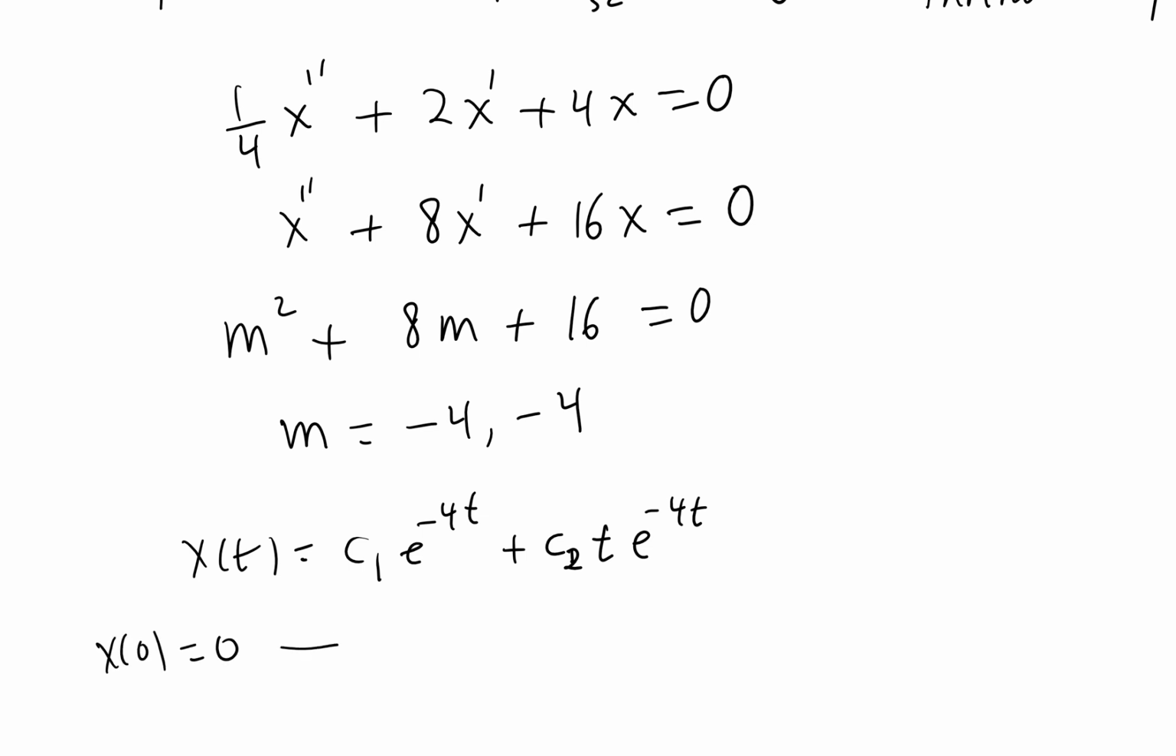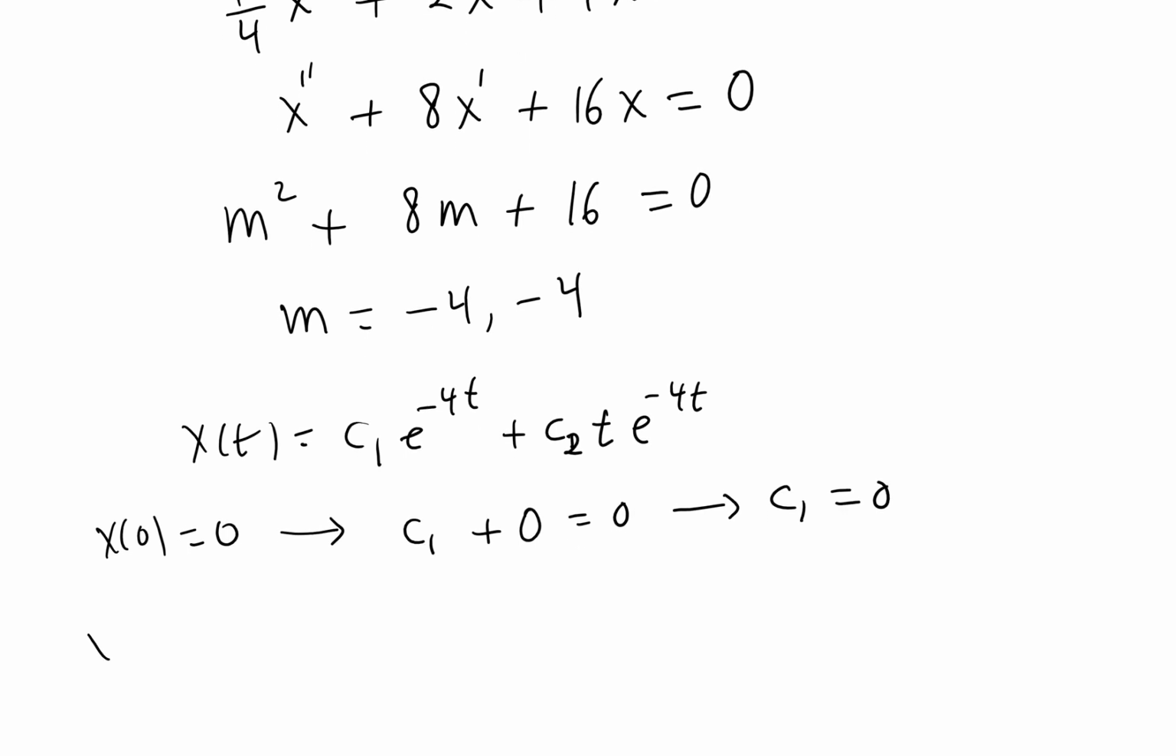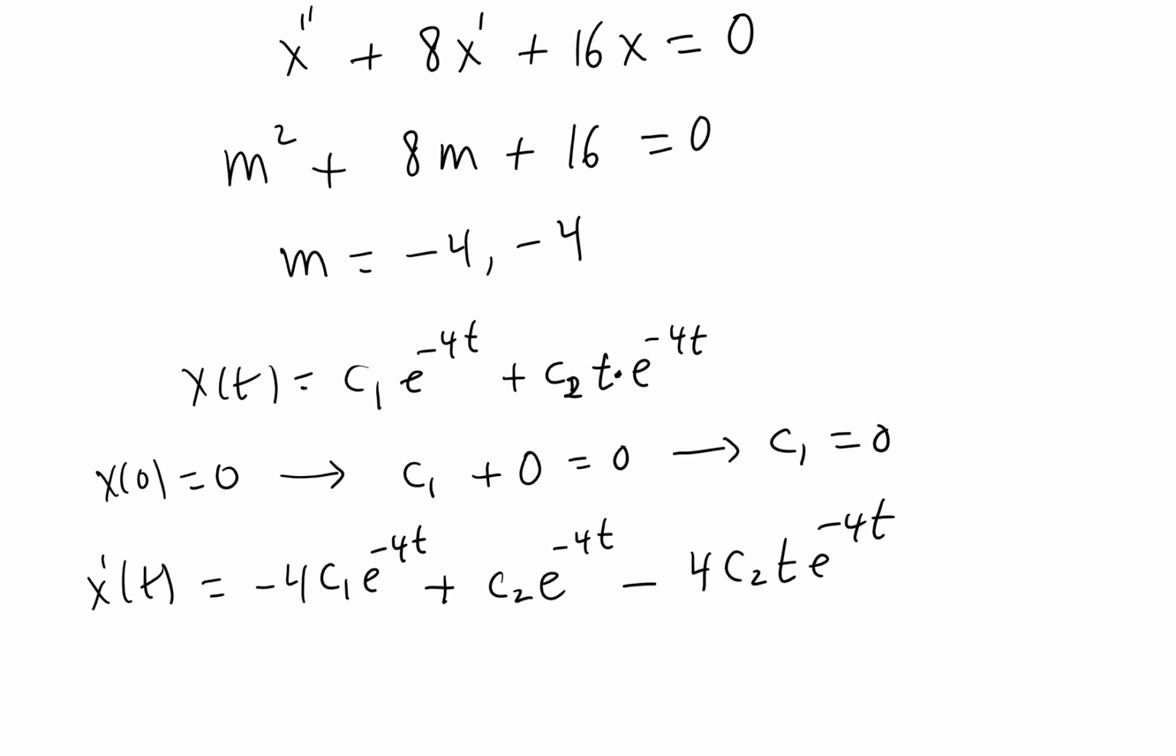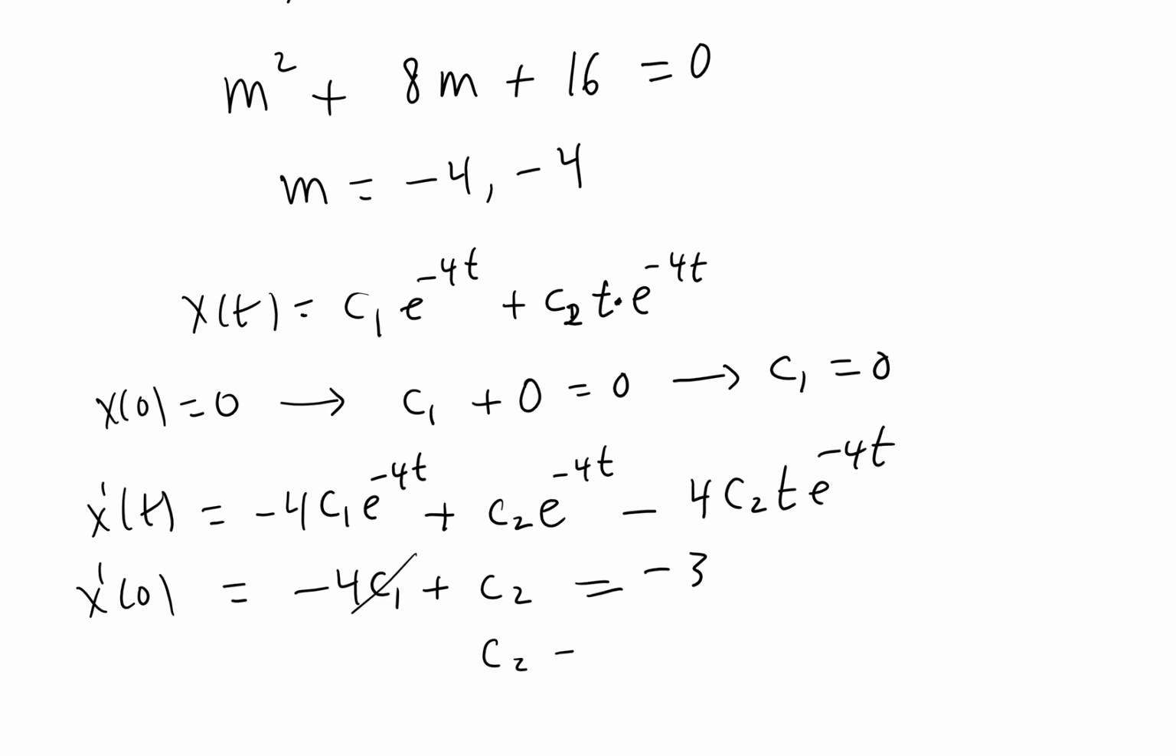But they give us some conditions. x of 0 is 0. What do we get out of this? c1 plus 0 equals 0, so c1 is 0. And x prime, we need to find x prime, which is -4 c1 e^(-4t) plus, there's a product rule there, c2 times 1 e^(-4t) minus 4 c2 t e^(-4t). Substitute the 0 in, x prime of 0 is -4 c1 plus c2, and that equals -3. But c1 is 0, so c2 is -3.